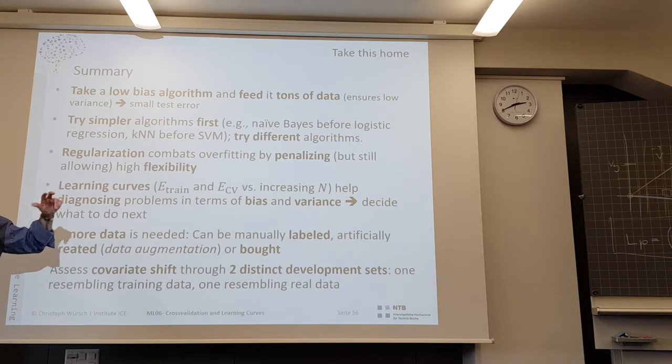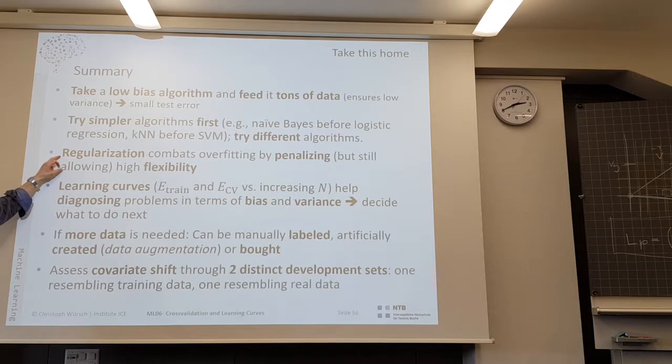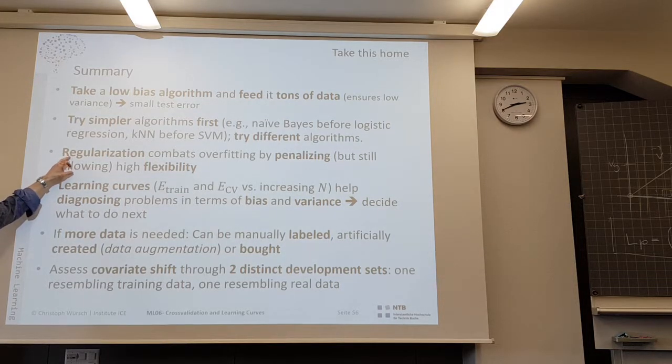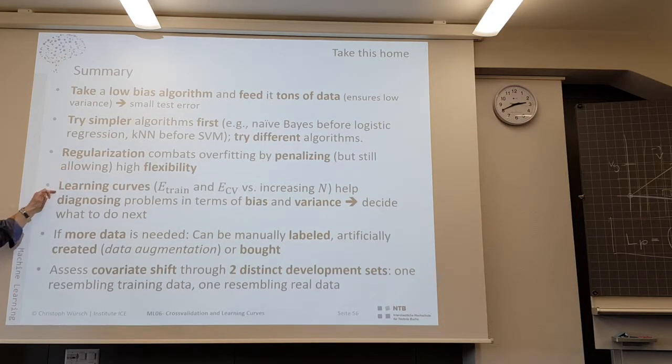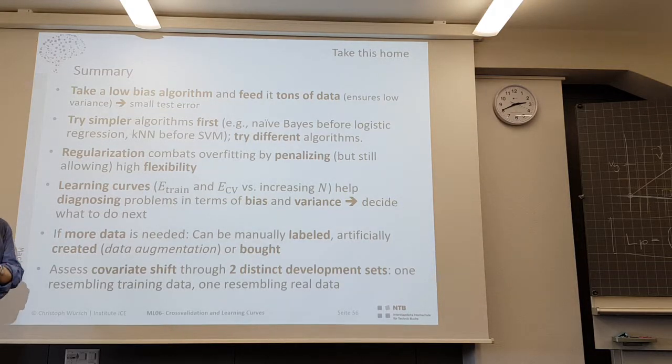Always use cross-validated performance measures. If you still have problems with overfitting, try regularization. Add a penalty term that penalizes too complex models. Using learning curves, you can check what the problem of your learner is. Does it suffer from high bias? Does it suffer from high variance, or both? And then you can deduce what you can do. Okay, do I have to add more complexity? Do I have to give the model more parameters? Do I need more trees, for example?